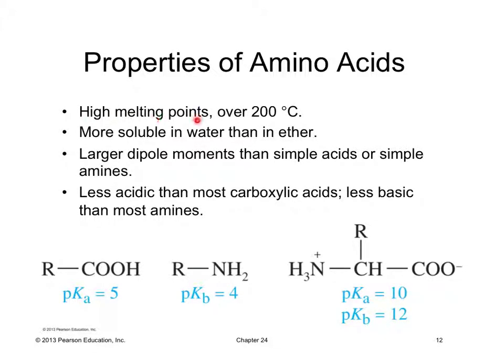Properties of amino acids: they have high melting points over 200 degrees, and are more soluble in water than in ether. They have larger dipole moments than simple acids or simple amines, and also they're less acidic than most carboxylic acids, as shown here, and less basic than most amines, as shown here.